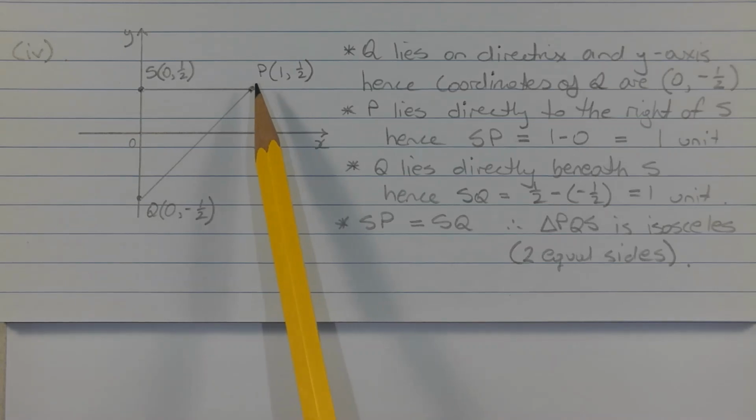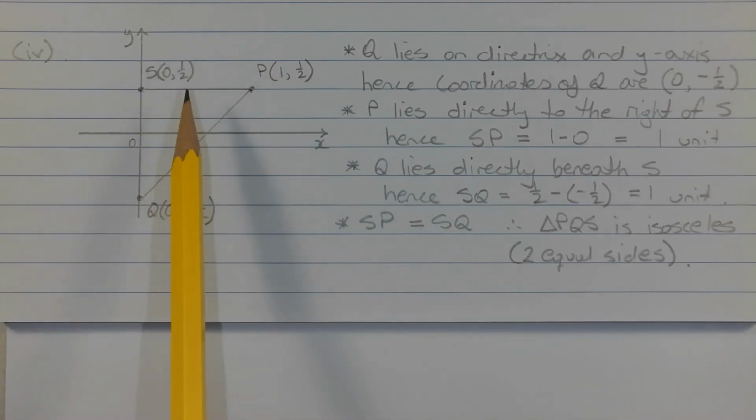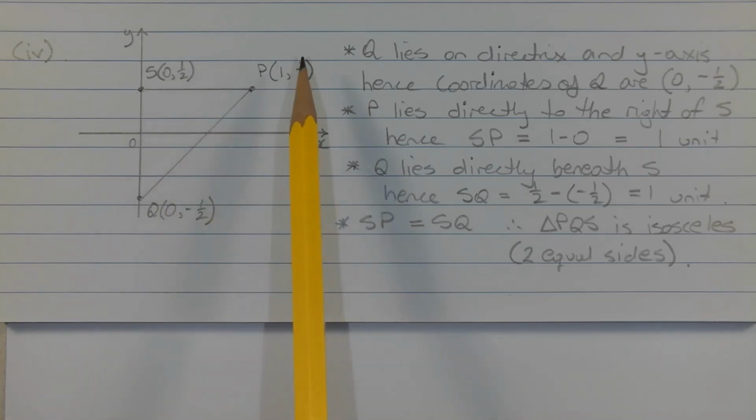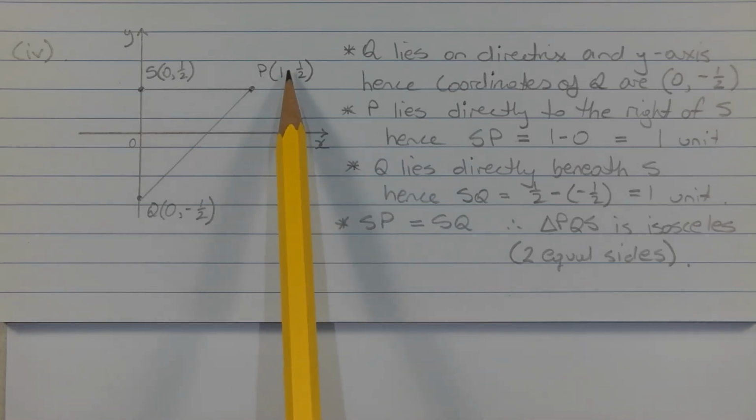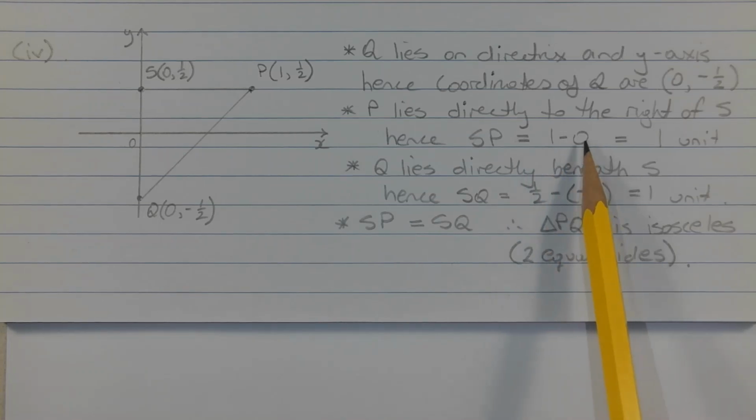Now point P is directly to the right of point S, and it's directly to the right because the y-coordinates of point S and point P are identical. So the vertical distance of points S and P above the x-axis is the same. So SP is a horizontal line, and the length SP is the difference between their x-coordinates. So SP is equal to 1 minus 0, which equals 1 unit.